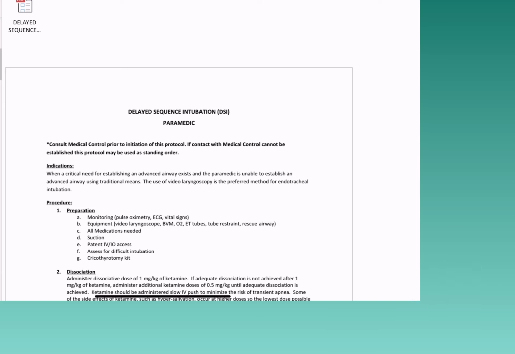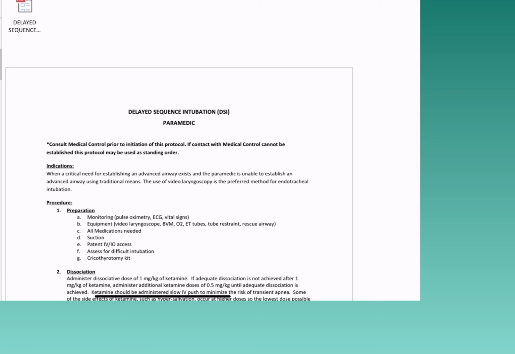So what is delayed sequence intubation? Well, its cousin is rapid sequence intubation, which you're used to, and the idea is very similar. So in RSI, the idea is that we give somebody an induction agent while we're hyperoxygenating them, and then as soon as we can, we paralyze them and intubate them. The idea with delayed sequence intubation is that when we do this, we're going to relax somebody via ketamine.